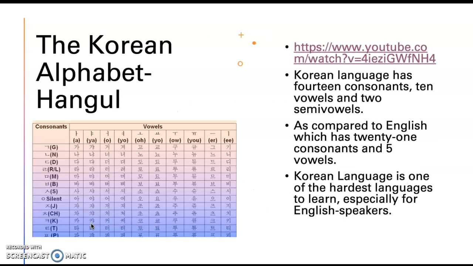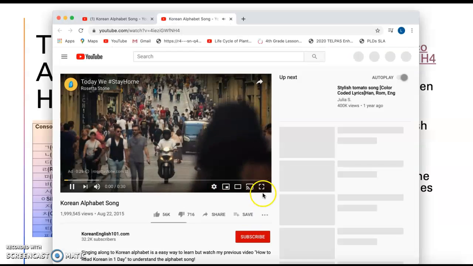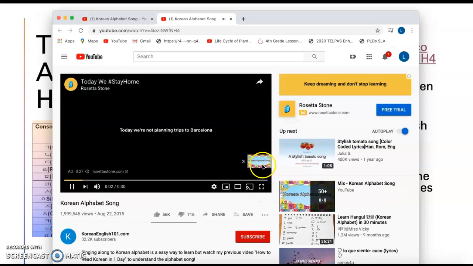The Korean alphabet is called Hangul. The Korean language has 14 consonants, 10 vowels, and 2 semivowels, as compared to English, which has 21 consonants and 5 vowels. The Korean language is one of the hardest languages to learn, especially for English speakers. So we're just going to watch a quick video of the Korean alphabet. After this very fun ad.